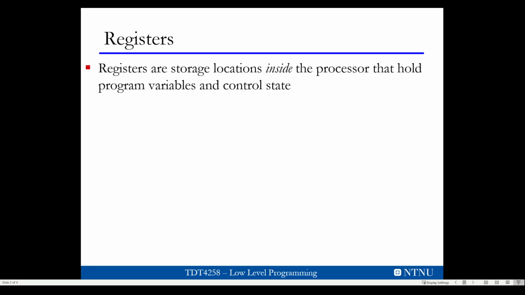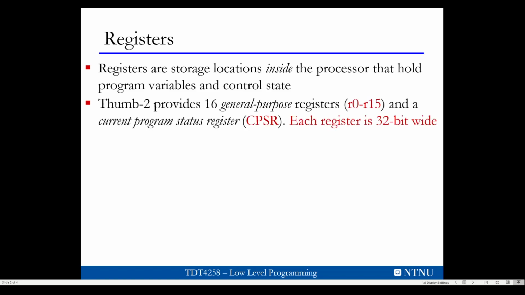Okay, so an ISA provides registers to hold some temporary values for doing computations. Registers are basically storage locations inside the processor. They are very fast to access, and some of these registers are used to hold program variables, and some other registers are used to hold some control state. In Thumb 2, there are 16 general purpose registers named R0 to R15, and there is a status register which is called the current program status register. Now all of these registers are 32-bit wide. Each register can hold 32 bits of information.